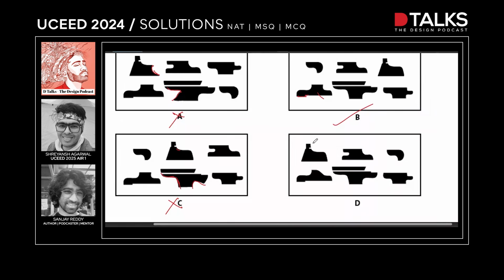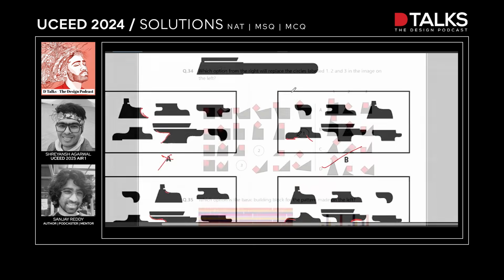Option D. This comes after this. Then that curve is not the same as this curve. Yes, that curve is definitely not the same as this curve. So option D is also wrong. So the answer is B.